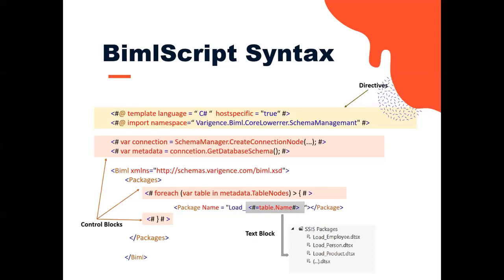To add the table names to the package name, we use the table names captured in the text blocks. For example, according to this code, the package name will be like load underscore the table name, such as load underscore employee, load underscore person. Likewise, using this metadata, we can generate these packages.